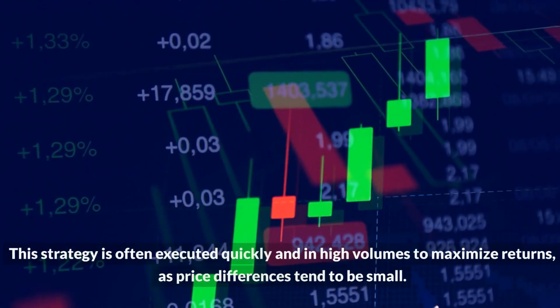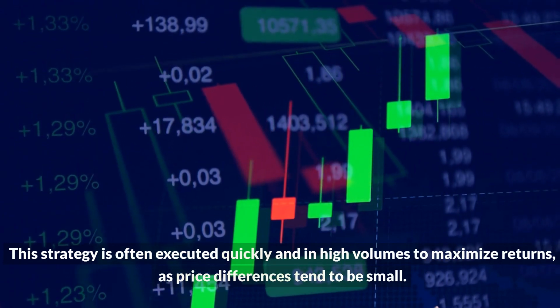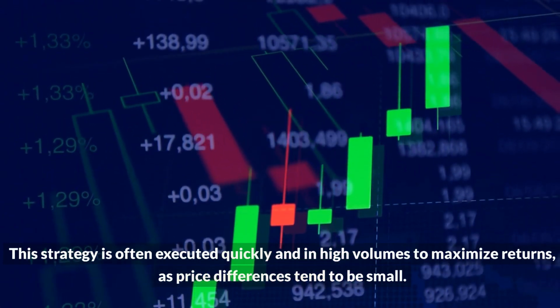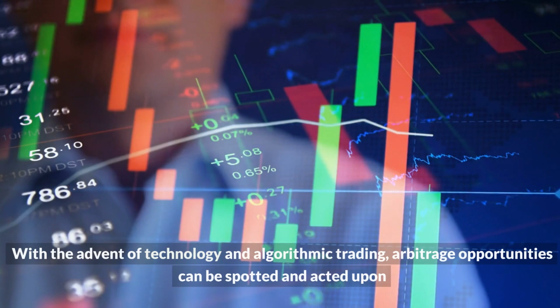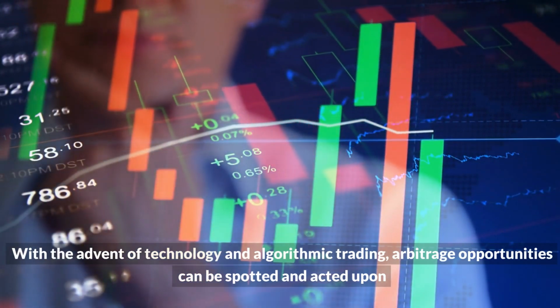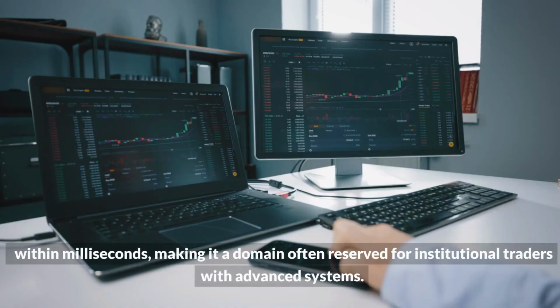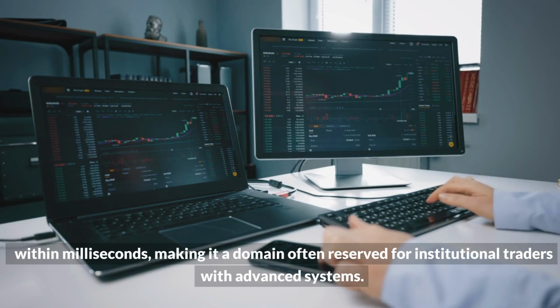This strategy is often executed quickly and in high volumes to maximize returns, as price differences tend to be small. With the advent of technology and algorithmic trading, arbitrage opportunities can be spotted and acted upon within milliseconds, making it a domain often reserved for institutional traders with advanced systems.